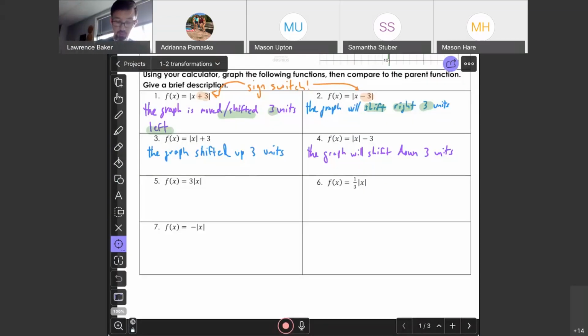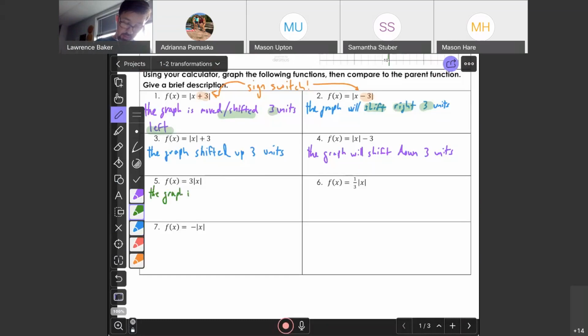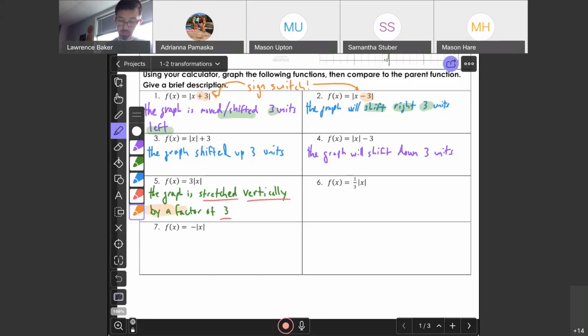Okay. So the language we're going to use here is the graph is stretched. So it's a vertical stretch, stretched vertically. And then here's the special phrase you need to have in your sentence: by a factor of, and then 3. Okay. So you need a verb, you need a direction, and you need a size, just like on the other ones. But also you need to have this phrase, by a factor of.